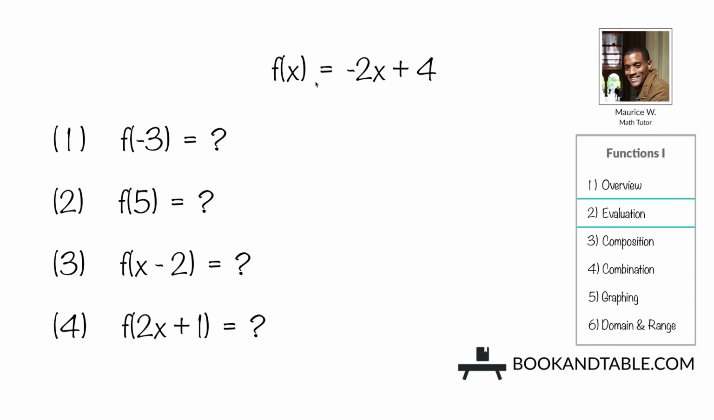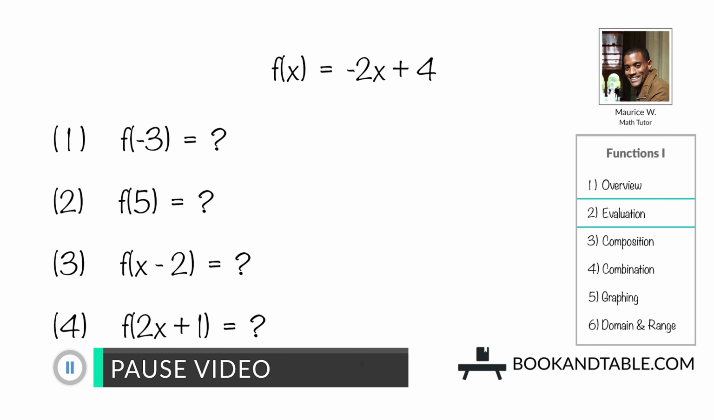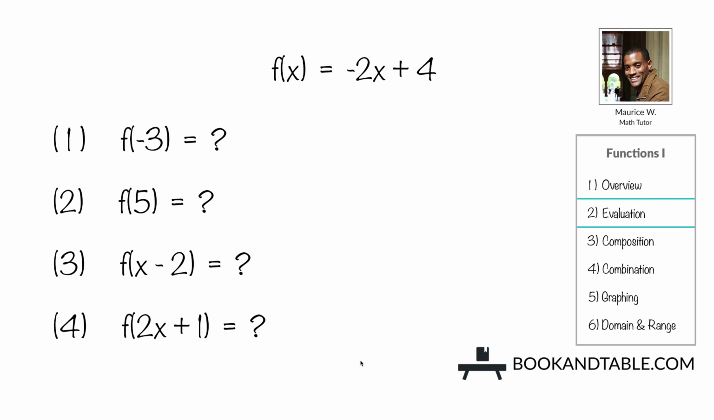Given that f of x is equal to negative 2x plus 4, question number 1, what is f of negative 3? Question number 2, what is f of 5? Question number 3, what is f of x minus 2? And question number 4, what is f of 2x plus 1? Pause the video, answer these questions, and then press play when you are ready to begin.